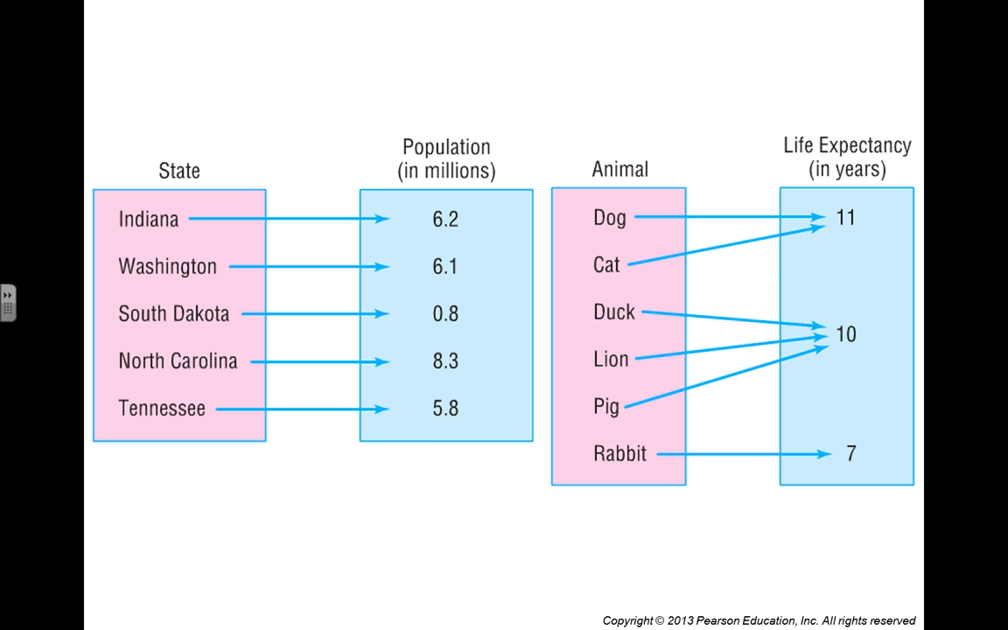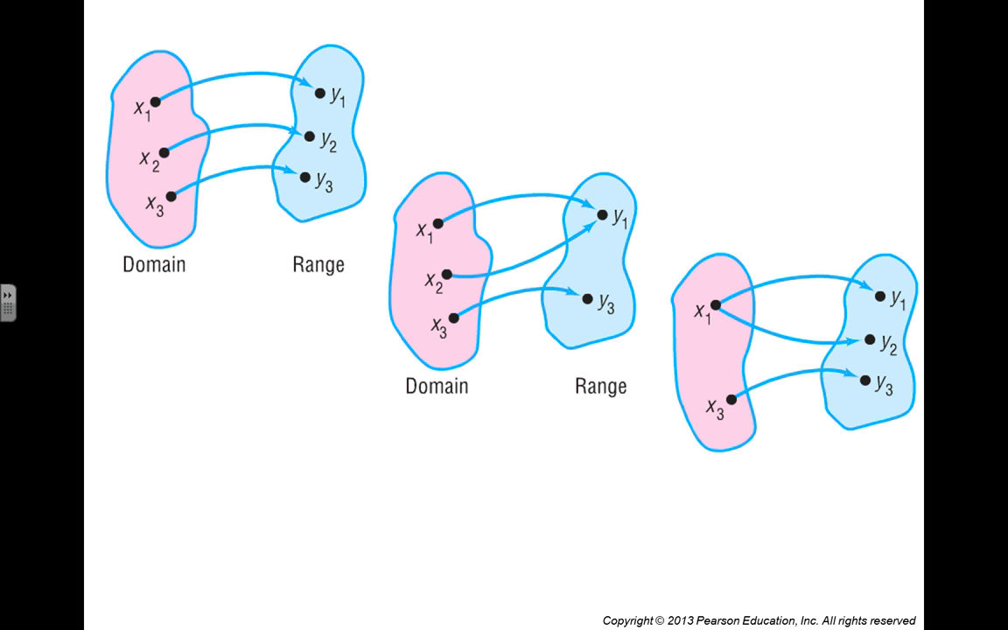So we look at these two. One-to-one means this one state maps to this one population. Not one-to-one means this dog maps to 11. Also the cat maps to 11. So when x1 maps to a specific y1, that is not equal to any other y's. And then we see that these are not one-to-one and this is not one-to-one.